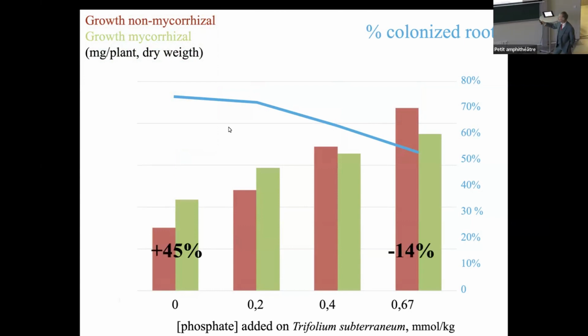But you shift from a situation where the fungus is good news in terms of growth to a situation where it becomes a load, because it's still eating a part of the carbohydrates of the plant, but it's not providing anything in terms of phosphorus. But still it probably has some role in stress or pathogen resistance.